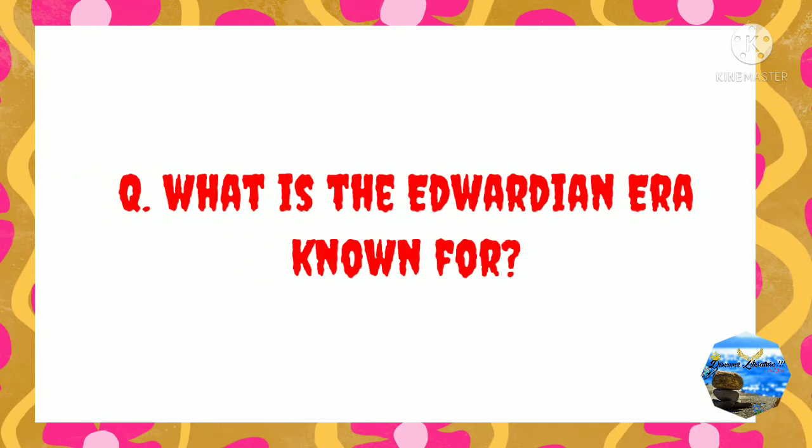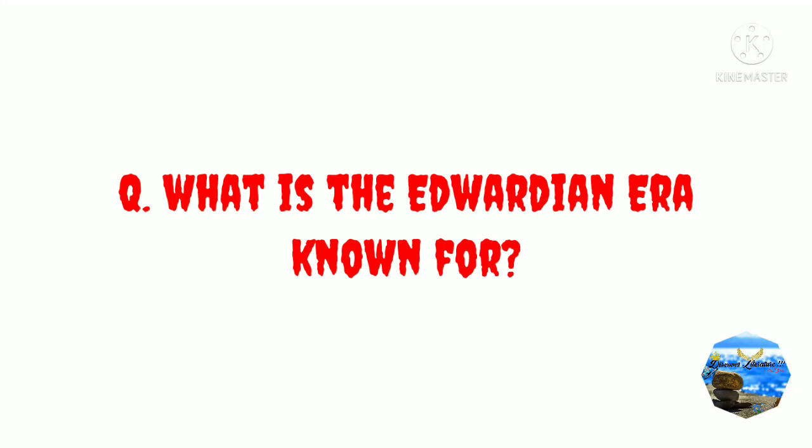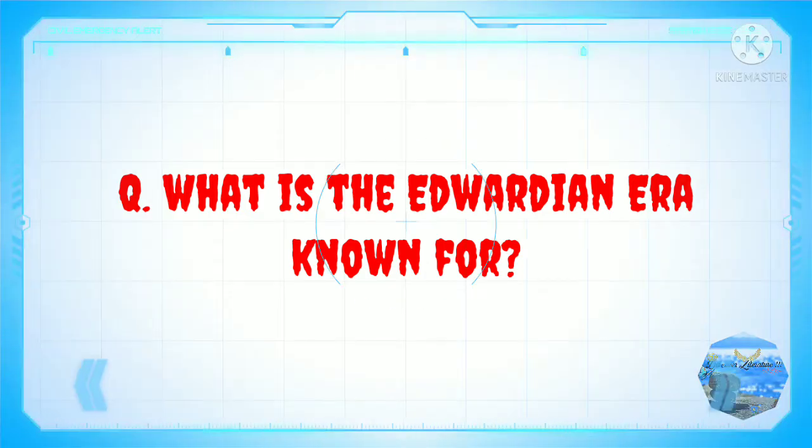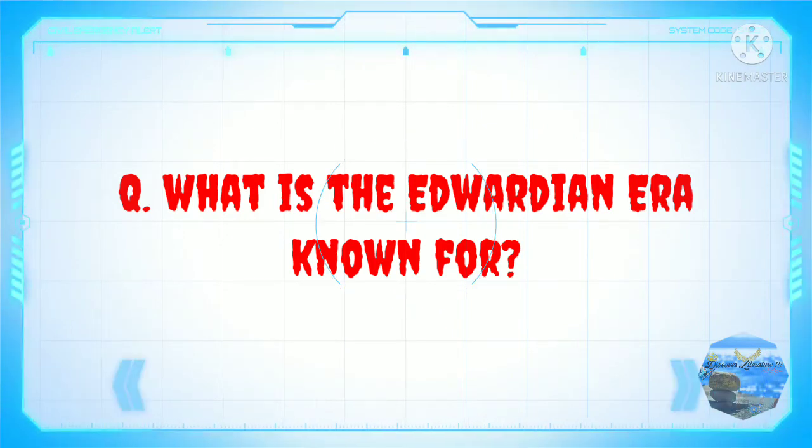Now friends, do you know what the Edwardian era is known for? So friends, the Edwardian period was known for elegance and luxury among the rich and powerful in Britain, but also a general failure to prepare for some of the challenges of the 20th century, particularly World War I, which broke out 4 years after the death of King Edward.